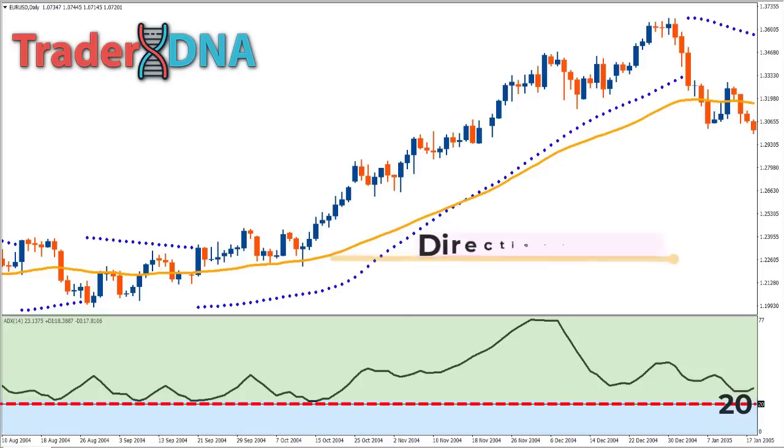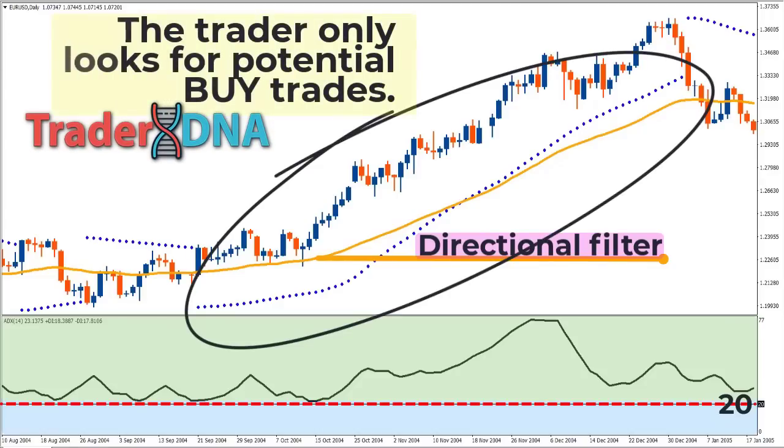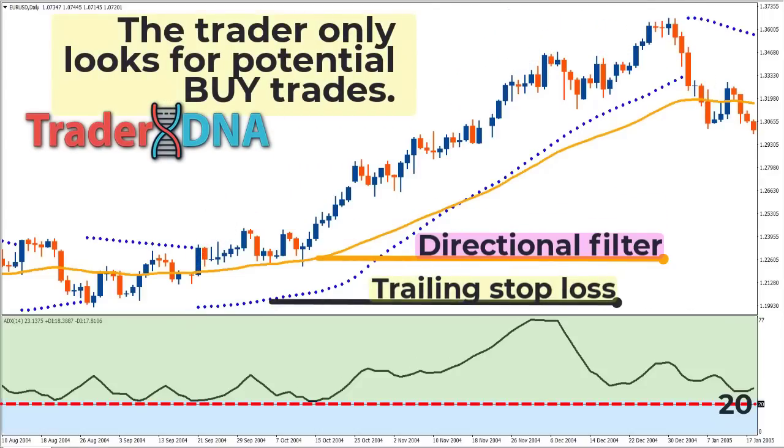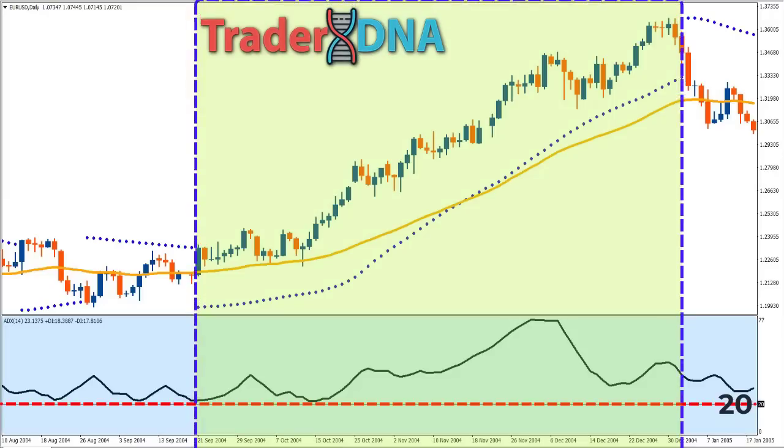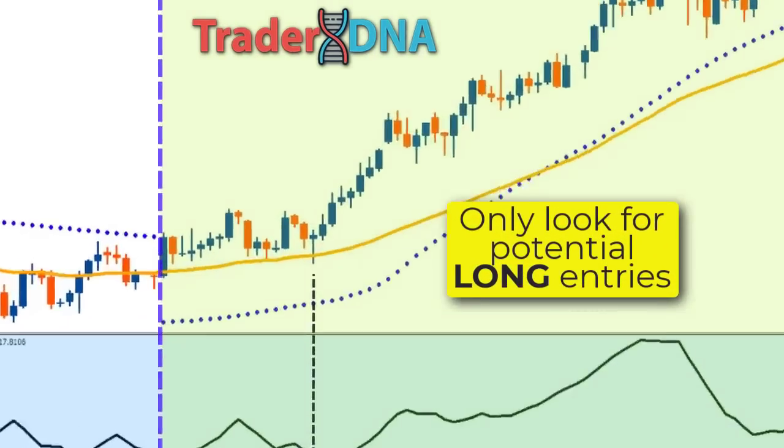The moving average is the directional filter. When the price is above the moving average, the trader only looks for potential buy trades. The SAR is his trailing stop loss, and he would only re-enter long trades as long as the price is above the moving average. In this chart, there is one trending phase where the ADX is above 20. During this phase, the price is above the moving average. Thus, the trader will stay aside in all other market conditions, and only look for potential long entries, as long as the price is in the green marked area.